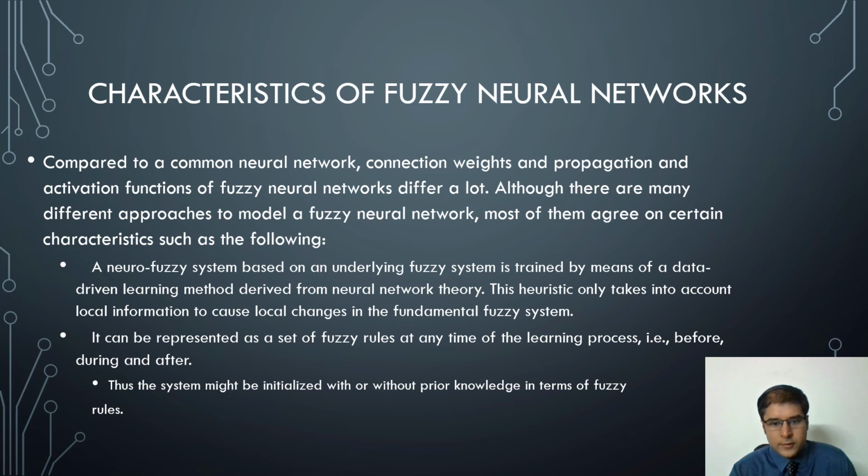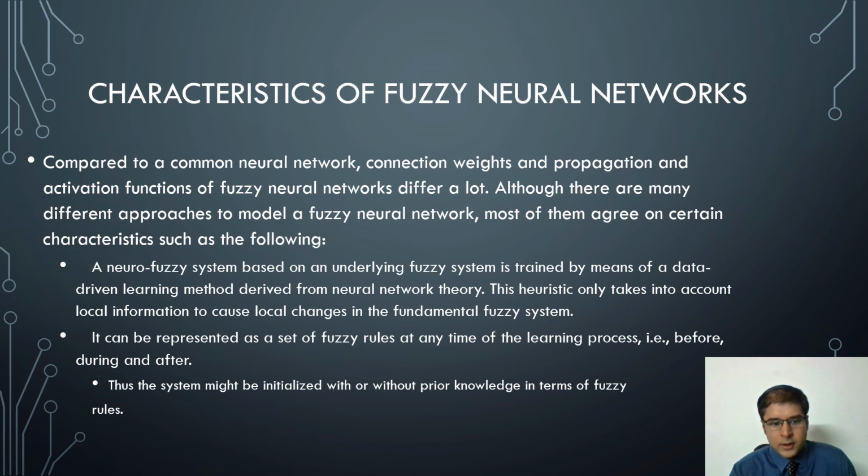So the fuzzy neural network is based on the underlying fuzzy logic by means of a data-driven learning method derived from neural network theory. So it is based on neural networks only. But this heuristic only takes into account local information to cause local changes in the fundamental fuzzy system.